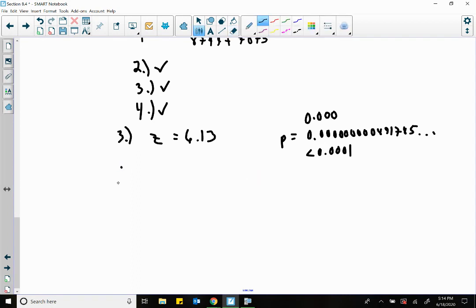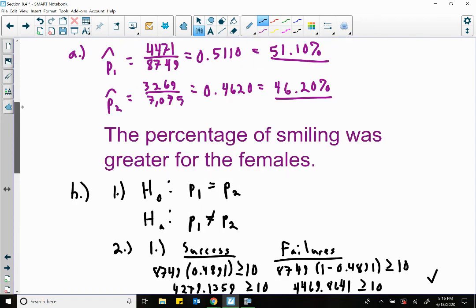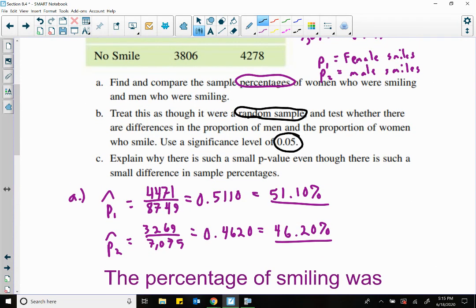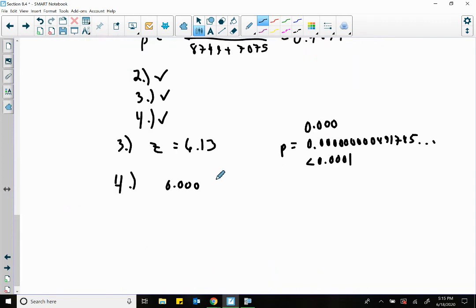So last step, number 4. Based on what we know, we have 0.000. Our significance level they told us up here was 0.05. So that's definitely less than or equal to 0.05. And that is not a 6, that's a 0. So this means we want to reject the null.